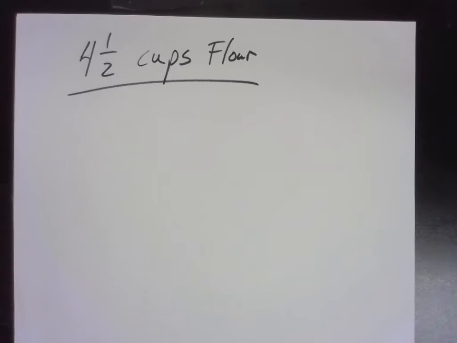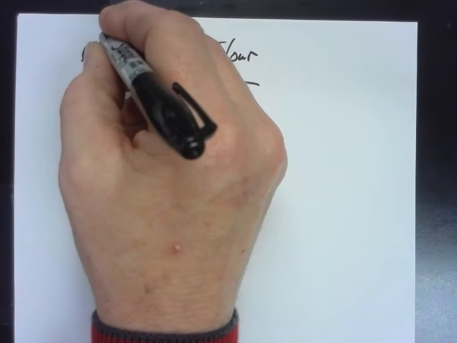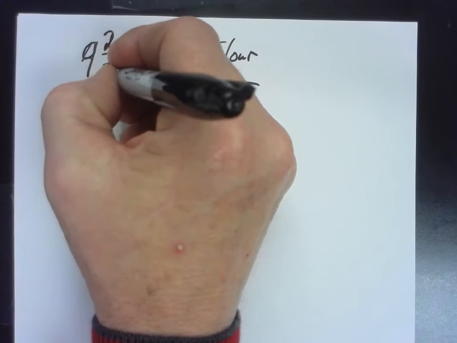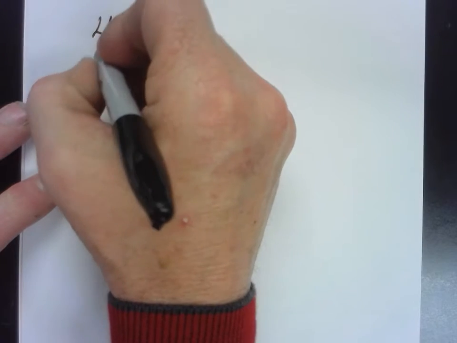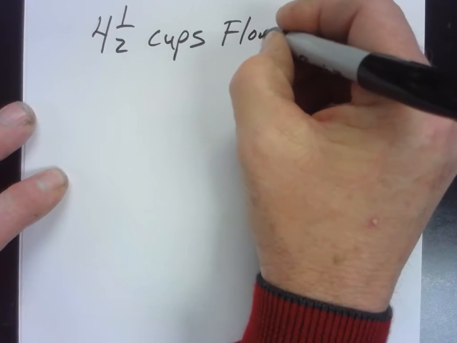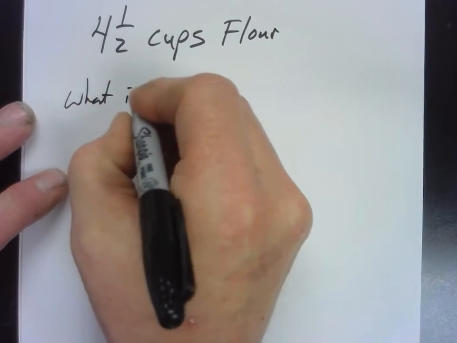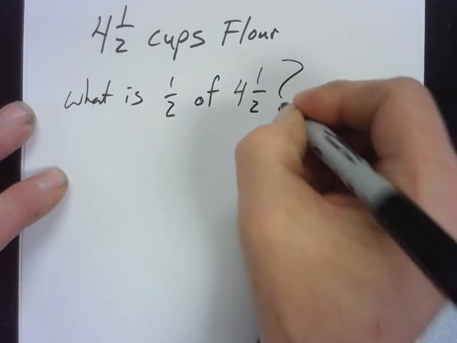Okay. What if instead of 4.5 though it was 9 2/3? Yes. Would it be 3 1/5? You're not too far off, but that's not exactly half of it. Okay. So let's think about what we said before. Let's go back to that 4.5 again. We want to know what is half of 4.5. That question right there, right?